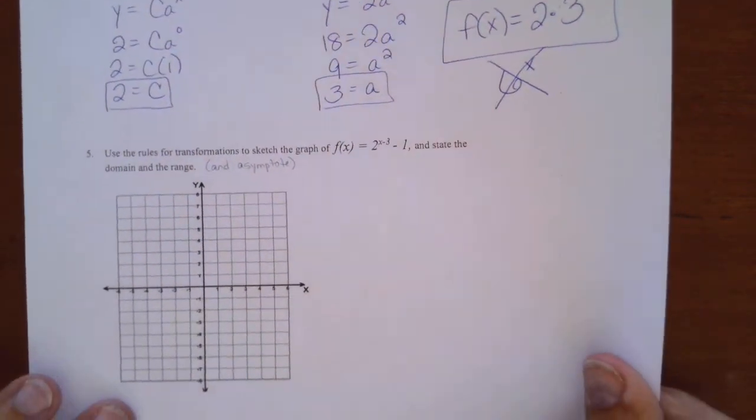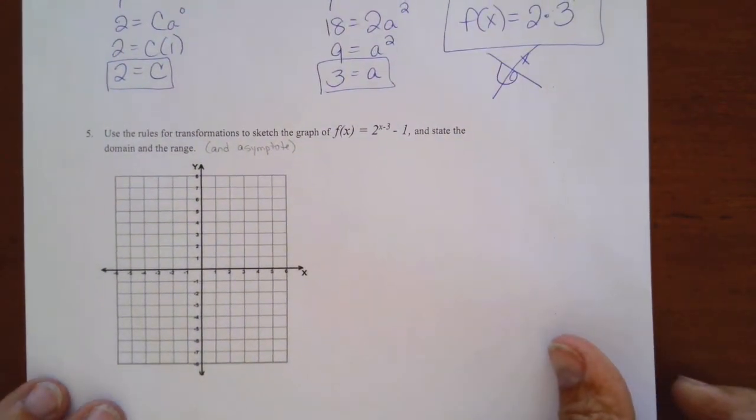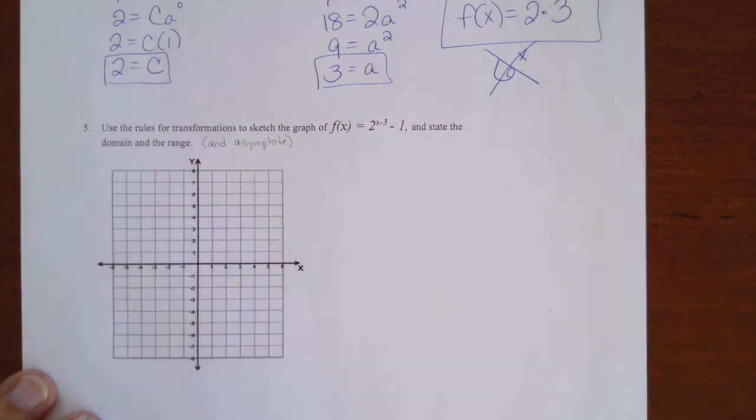All right. 5 and 6, we're going to use transformations to sketch the graph, and then we're going to state the domain and the range. And I also added in here that we need to look at the asymptote, just so you guys can see what's going on.